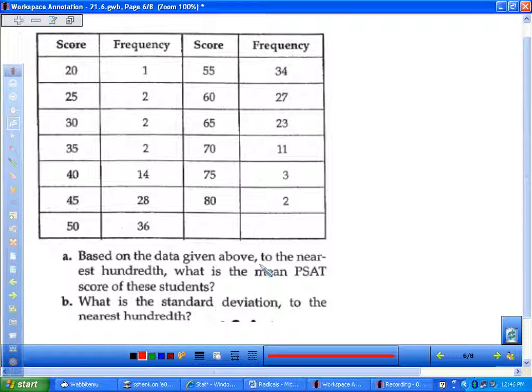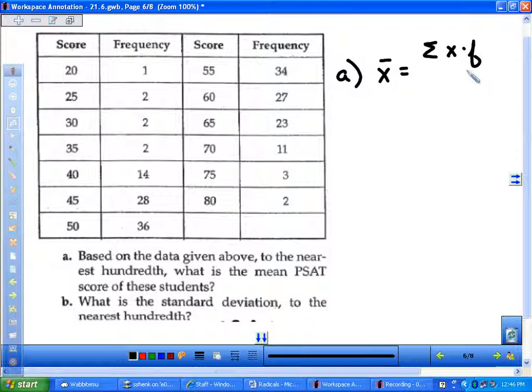What do they want me to find in part A? A mean. So for part A, what is our formula? How do we find X bar when there are scores and frequencies? Summation of what? X, our scores, times our frequencies, divided by n. Part B. What do you want me to find in Part B?